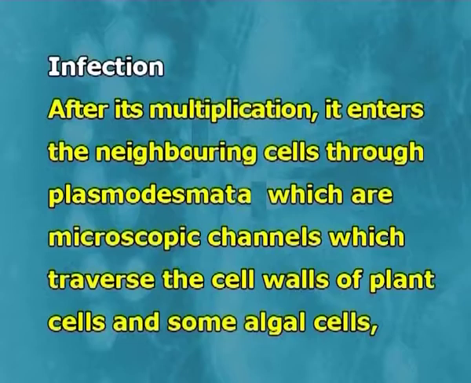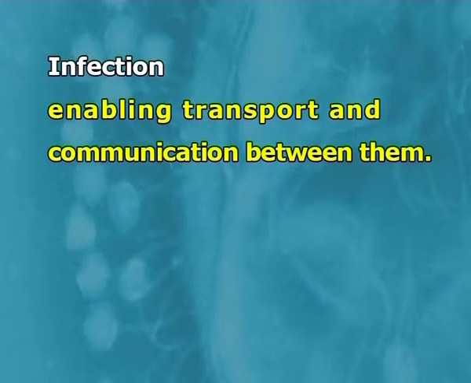After its multiplication, it enters the neighboring cells through plasmodesmata, which are microscopic channels that traverse the cell walls of plant cells and some algal cells, enabling transport and communication between them. For its smooth entry, TMV produces a 30 kDa movement protein. Movement proteins are non-structural proteins encoded by many, if not all, plant viruses to enable their movement from one infected cell to the neighboring cell.